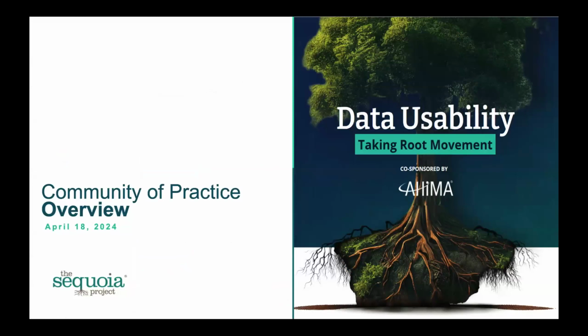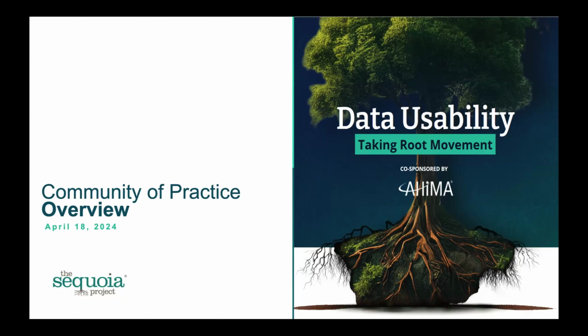Well, thanks for the opportunity to present this. I'll keep it brief. For those who don't know, I'm Dee Dee Davis with the Sequoia Project. My title is Vice President of Informatics, Conformance, and Interoperability. And I have the wonderful pleasure of leading, facilitating, and convening our community of practice for data usability. We've been doing this since 2020. We've released one implementation guide already in December of 2022, version 1. We are now currently working on version 2.